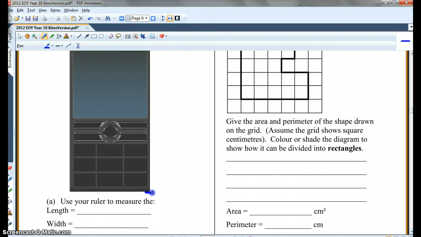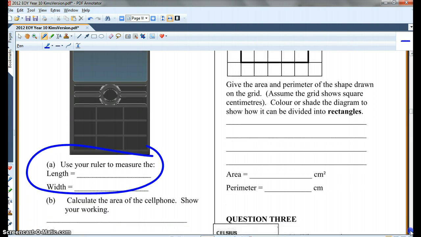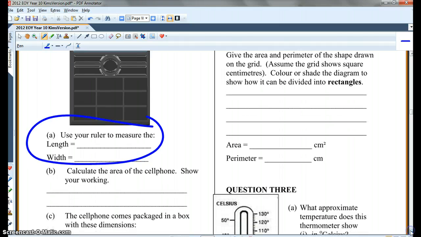Use your ruler. Okay, so I'm clearly not going to do that because I'm not going to physically measure it at the moment. I'm presuming you know how to use a ruler. Calculate the area of the cell phone. Show your working. So what I'm going to do is say the length is 8.8 centimetres and the width is 4.3 centimetres, and calculate the area.